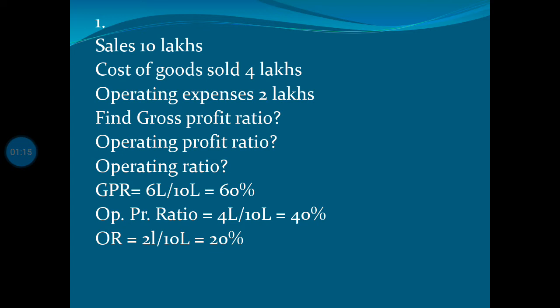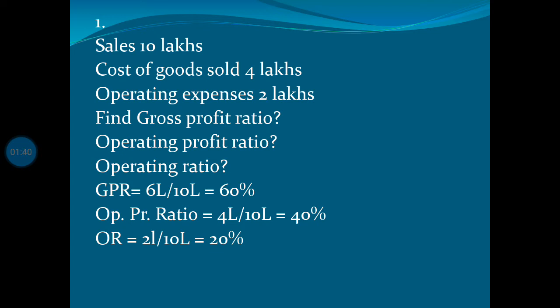So gross profit is calculated as sales minus cost of goods sold. Sales 10 lakhs, cost of goods sold 4 lakhs, so the balance 6 lakh is our gross profit. So gross profit ratio is equal to 6 lakhs divided by 10 lakhs into 100. Then we will get 60%.